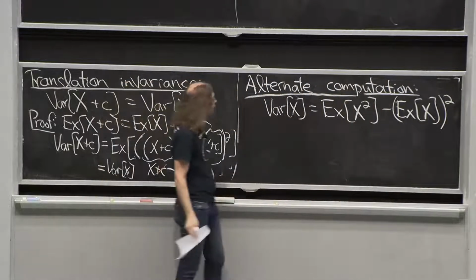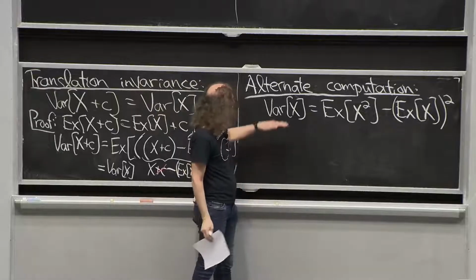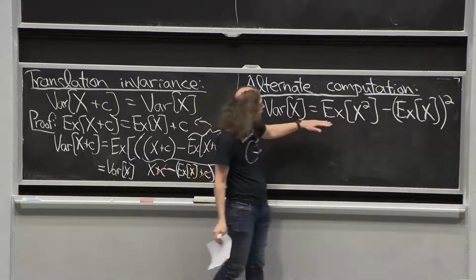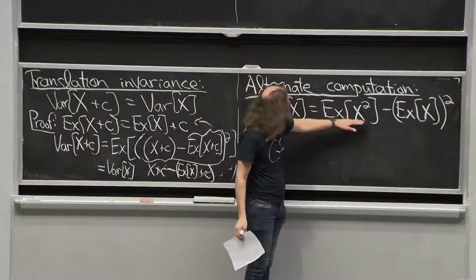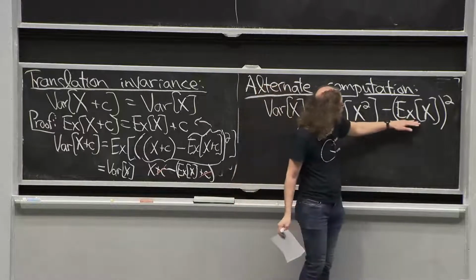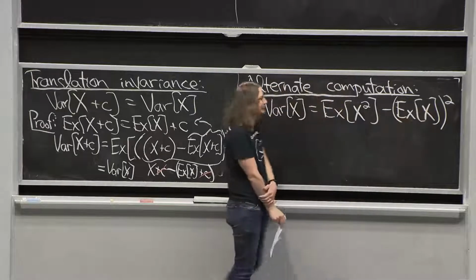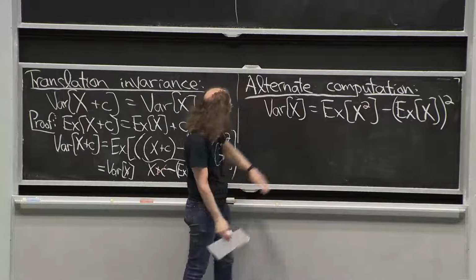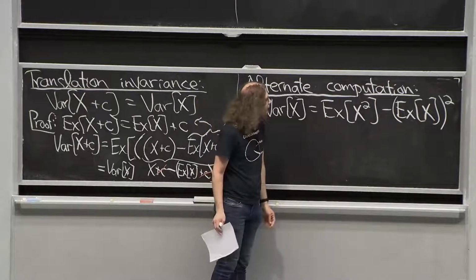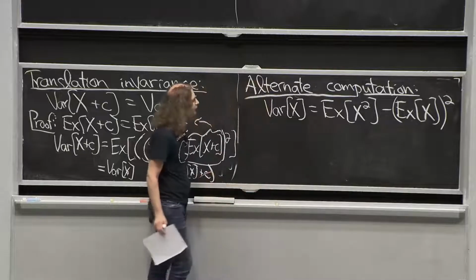I can't say I have a lot of intuition for this one, but it works out nicely mathematically. Variance of x is the difference between the squared value expected and the expected squared. The square of the expectation versus the expectation of the square. With this sign, it turns out to be right.